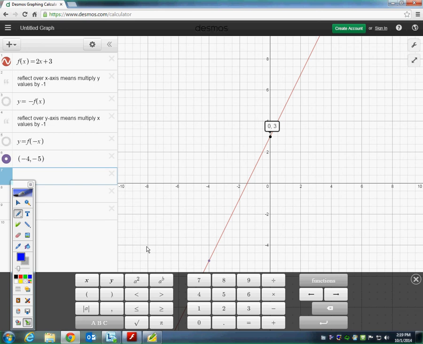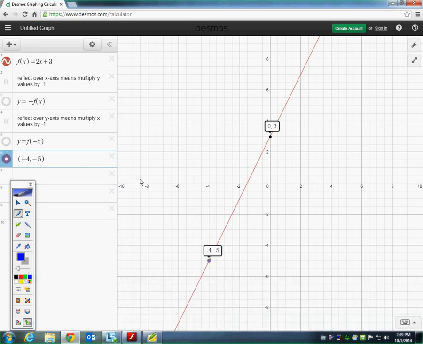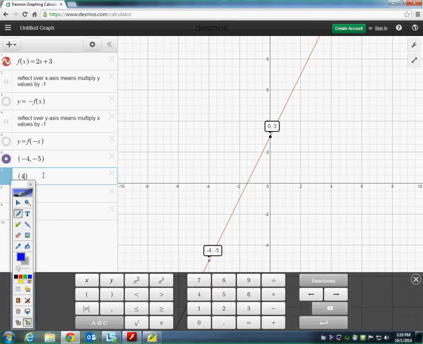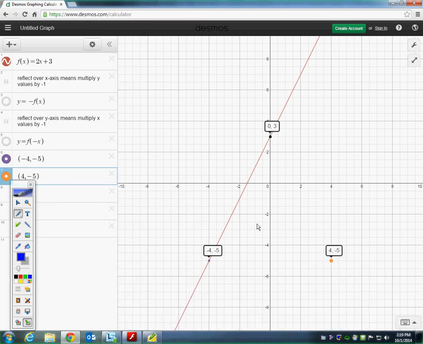Just show it so it shows up. Now, if I'm going to say to reflect over the y-axis means multiplying the x values by negative 1, now I'm going to get 4, comma negative 5. And so when I make that point, 4, comma negative 5, it's over here, and I'll pop it on so it gets labeled.